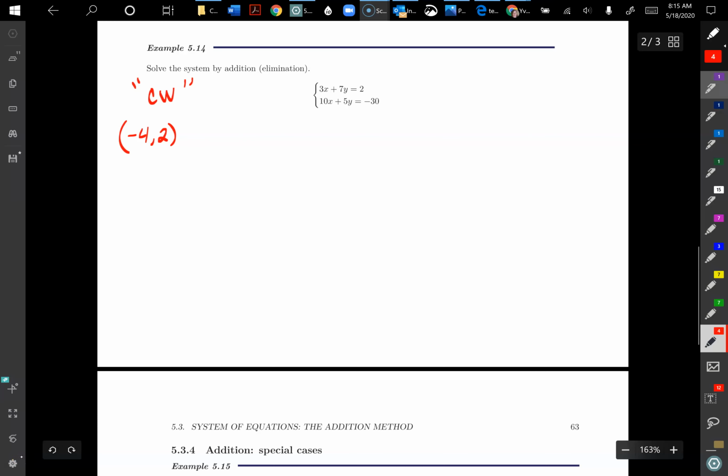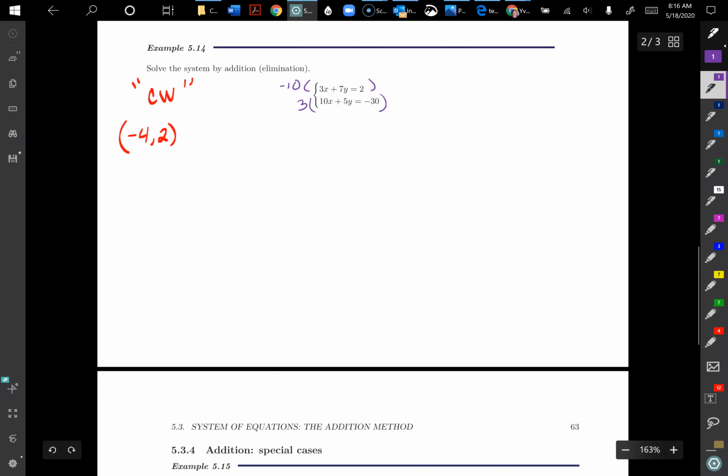Okay, I'm going to run through these classworks pretty quickly for you. So we have two equations here, 3x plus 7y equals 2, 10x plus 5y equals negative 30. So we're going to multiply the first one here by negative 10, so we can get a common denominator. We're looking for negative 30 is what I want. I'm going to multiply the second one by 3.